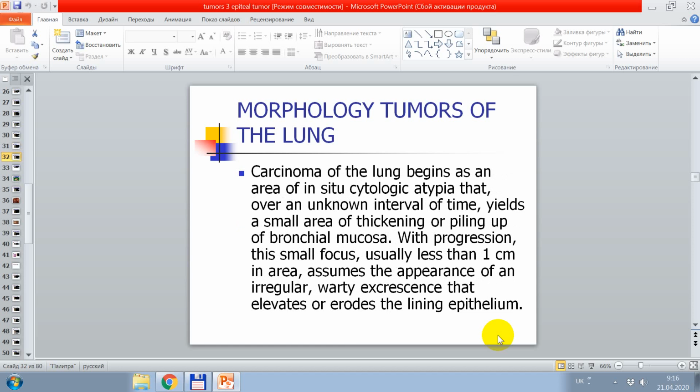Carcinoma of the lung begins as an area of in situ cytologic atypia over an unknown interval of time, as a small area of thickened or pebbly bronchial mucosa. With progression, this small focus, usually less than 1 centimeter in area, assumes the appearance of an irregular, firm, gray-white area that elevates or erodes the lining epithelium.